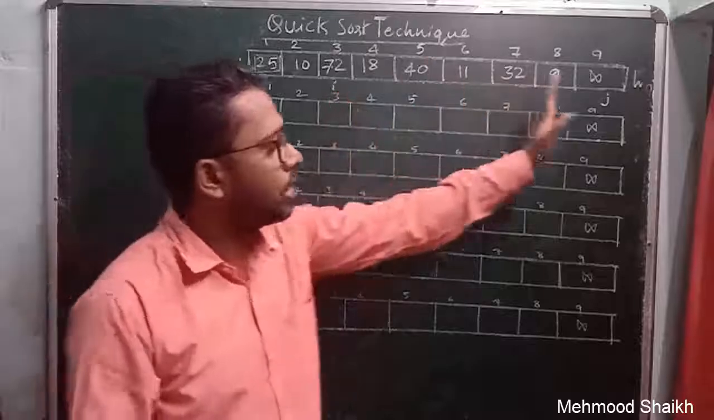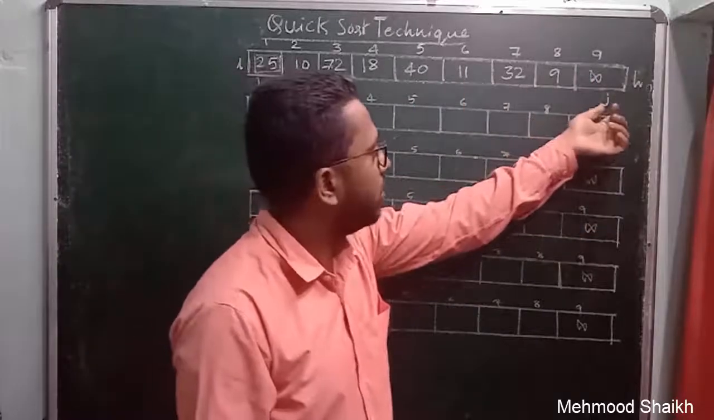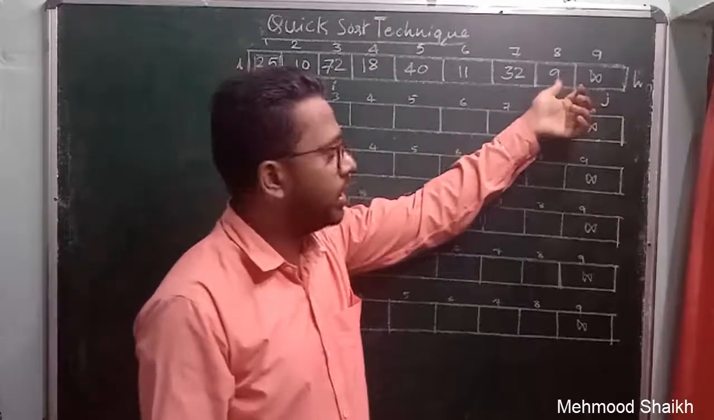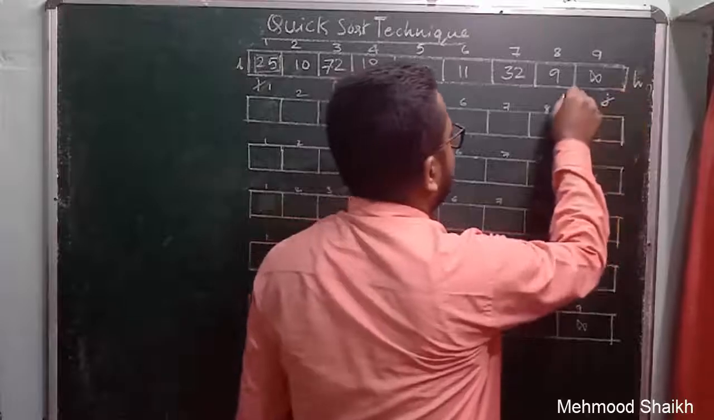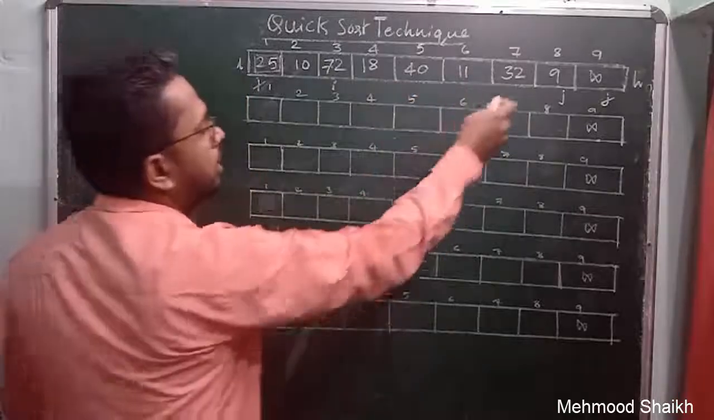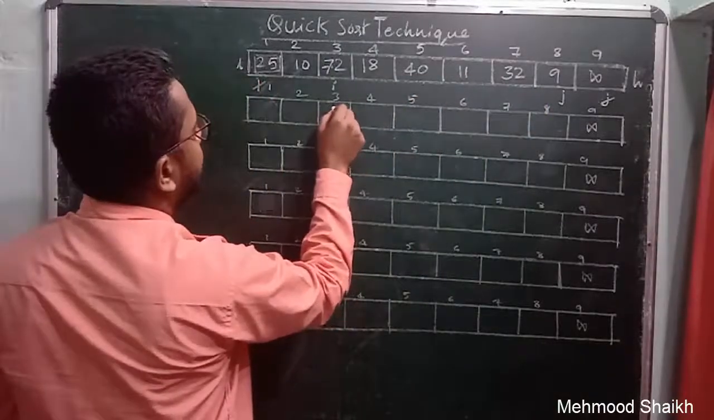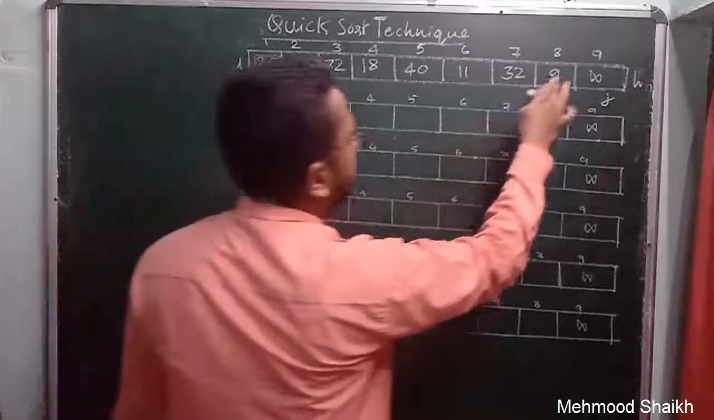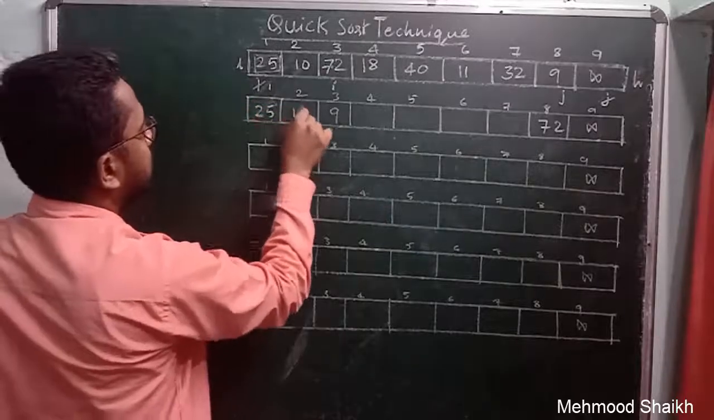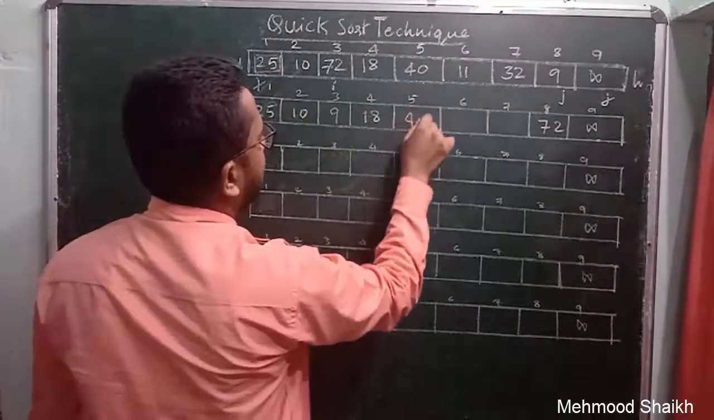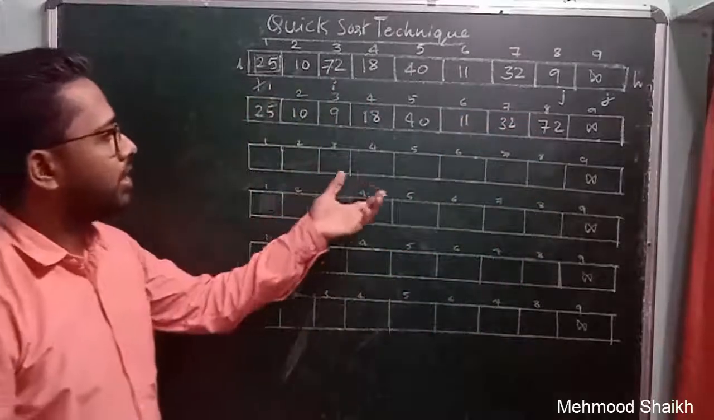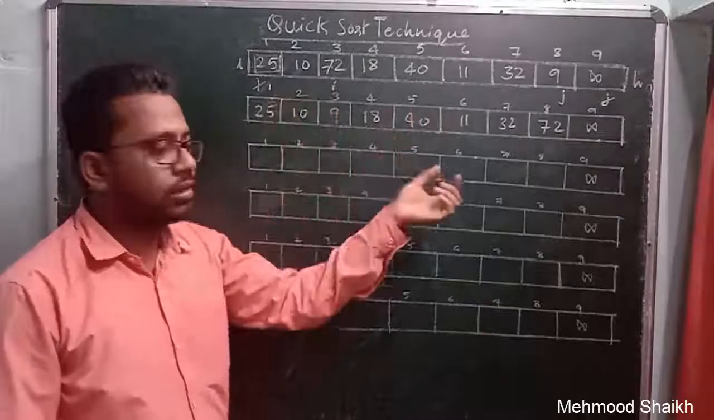Now I will move on to the right side. Here I will check, is there any element on the left side of J which is lesser than the pivot element? Yes, there is an element 9, and I will mark this 9 as J. Now I will swap I and J. So I will put 9 in the place of 72 and 72 in the place of 9, and all the other elements I will keep as they are: 10, 18, 40, 11, 32. Now the highest element has moved to its sorted position.